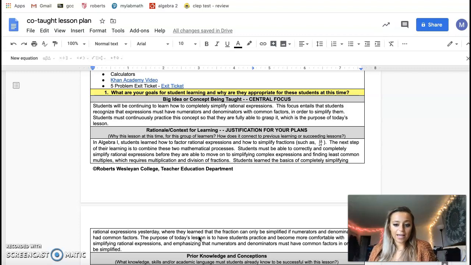This is a concept that just has to be practice, practice, practice, or else students won't really fully understand it. That's what today's lesson is, because it would be a two-part lesson. Yesterday would be learning the actual material. Today would be just the practicing through these 4 stations.